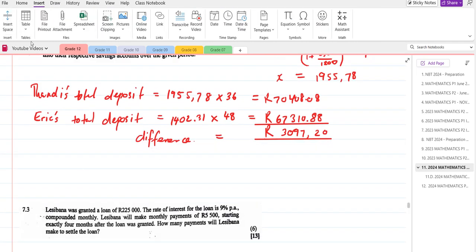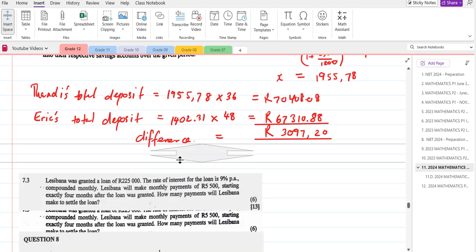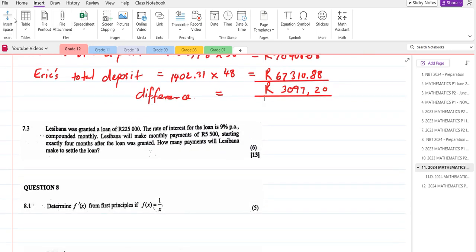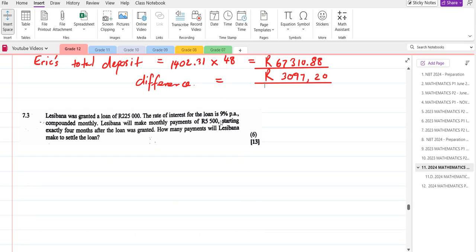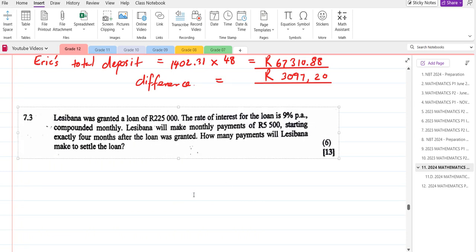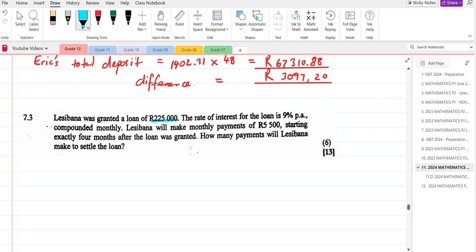Alright, so moving on to question 7.3. Lesibana was granted a loan of 225,000. The rate of interest for the loan is 9% per annum compounded monthly. Lesibana will make monthly payments of 5,500 starting exactly 4 months after the loan was granted. So you need to accumulate the loan for 3 months. How many payments will Lesibana make to settle the loan?